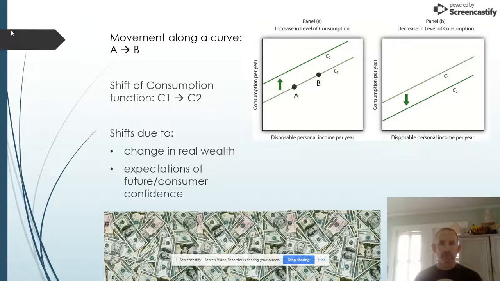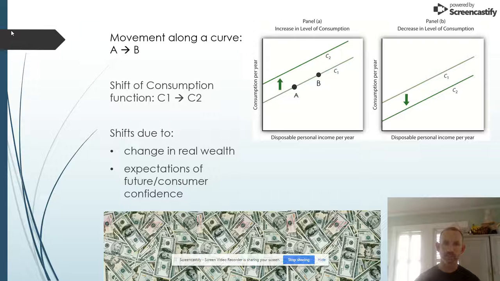Okay, just like with supply and demand curves, there's a difference between a movement along a curve and a shift of a curve. So if we're thinking about a consumption function, say you start out at point A, if a person gets an increase in disposable income, they might move up to point B. So that's a movement along a curve, because what the consumption function shows us is as income increases, consumption increases. So moving from A to B demonstrates that.